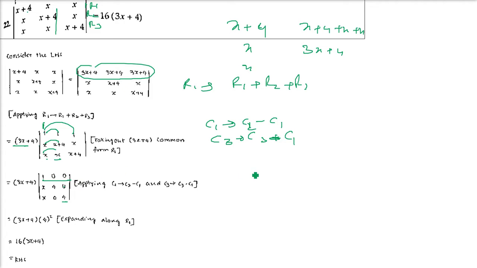I'm using the only 1 because 0, 0 will be there. It will be 4, 0, 0, 4. You get 4 into 4 is 16. And 3x plus 4 was already there. 16 into 3x plus 4.